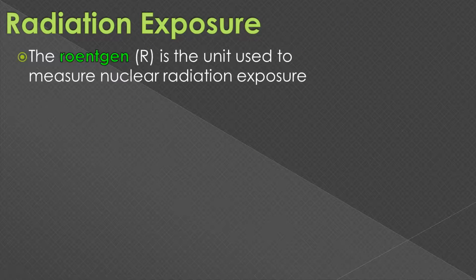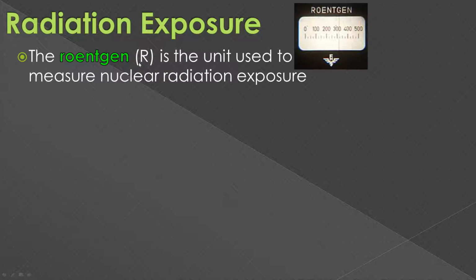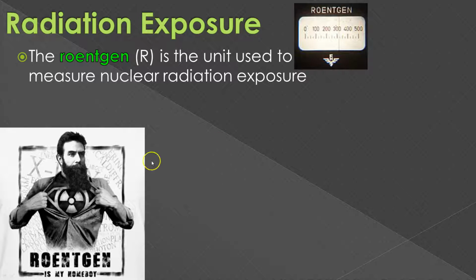The way we measure radiation exposure is with a unit called the Roentgen, which we write as capital R. That's the unit used to measure nuclear radiation exposure. Here you can see on a dial how many Roentgens are being exposed. And this is something that exists on the internet.